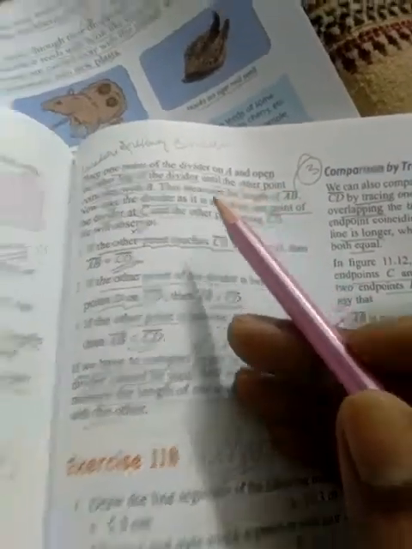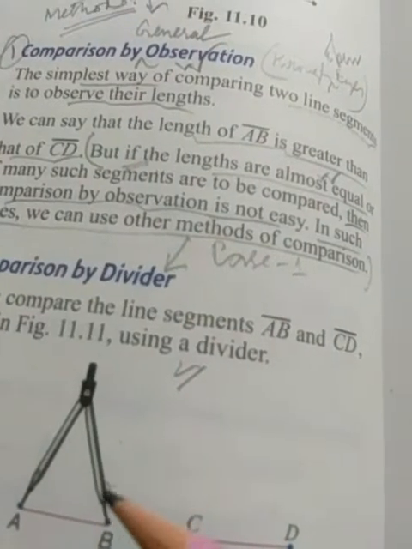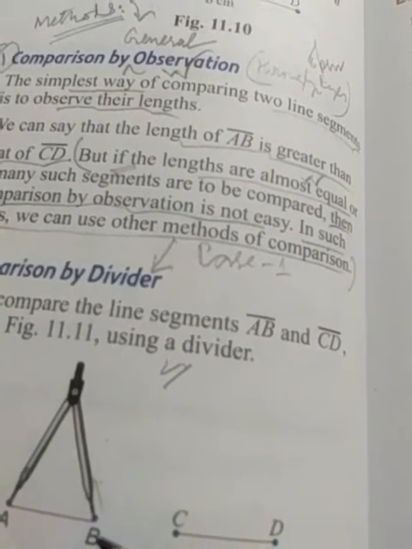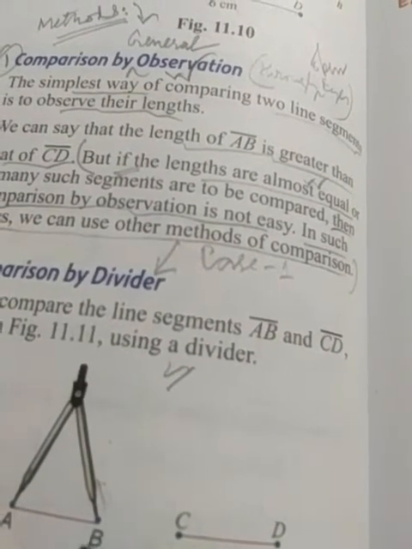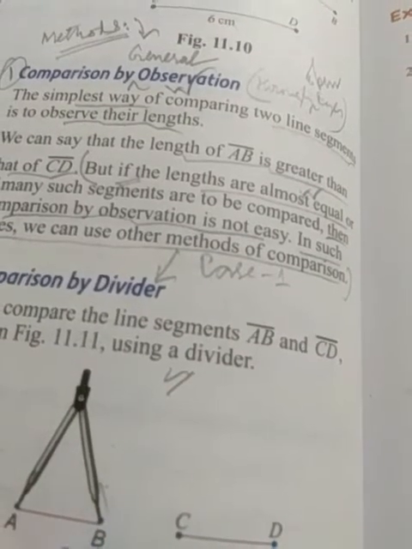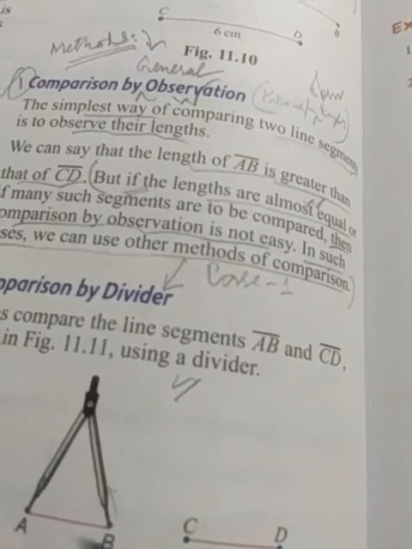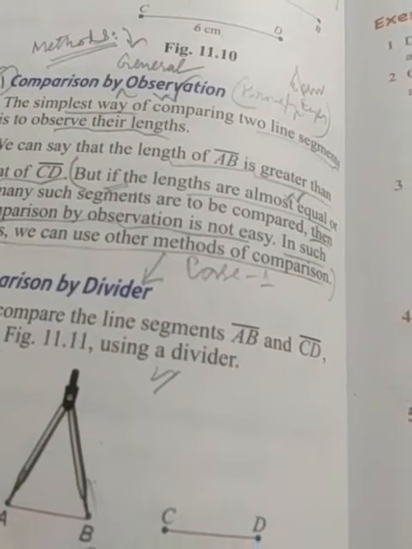Thereafter, we have to open the other leg. This is the second one. We have to open this other leg, and we have to place this also on the end point B of the line segment AB. Clear? Now both legs have been placed on the end point A and the end point B respectively.